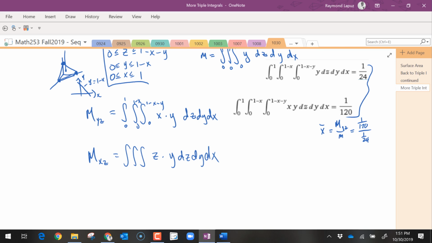Okay, so you guys can try this and maybe actually try integrating by hand. I will figure out the rest of these values using Wolfram Alpha, and then that's it.